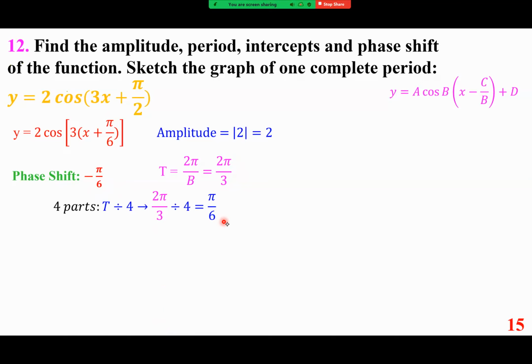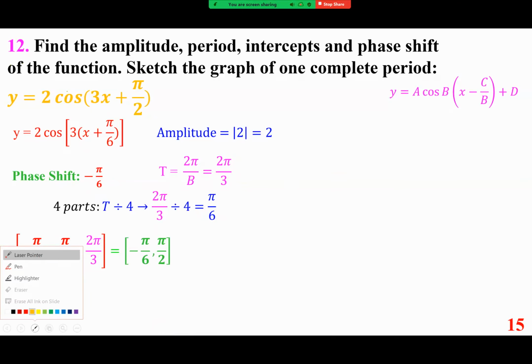But first and foremost, minus pi over 6 with 2 pi over 3. This is the bracket that is a complete cycle. So when we add 2 pi over 3, which is 4 pi over 6, with this one gives us 3 pi over 6, which is pi over 2. So what does it mean? It means we're going to start from here and we're going to end here.